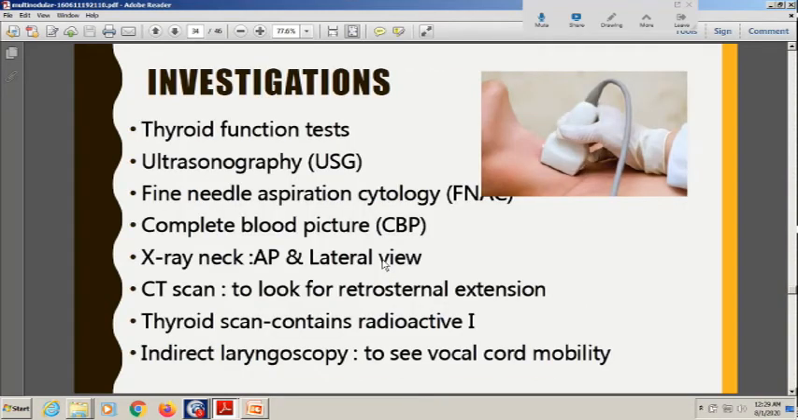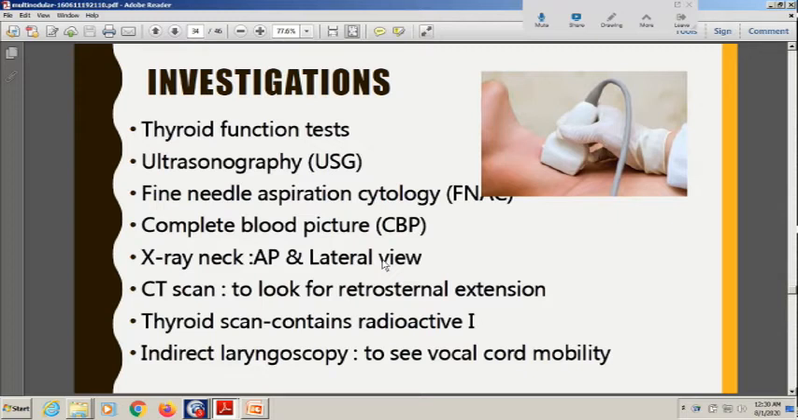In the trachea, we have to look for any displacement or compression of the trachea, because if there is compression of the trachea, tracheomalacia will occur, which mostly occurs in a long-standing MNG. If the trachea is compressed, that is a positive Kocher's test. Now the next test is a CT scan.